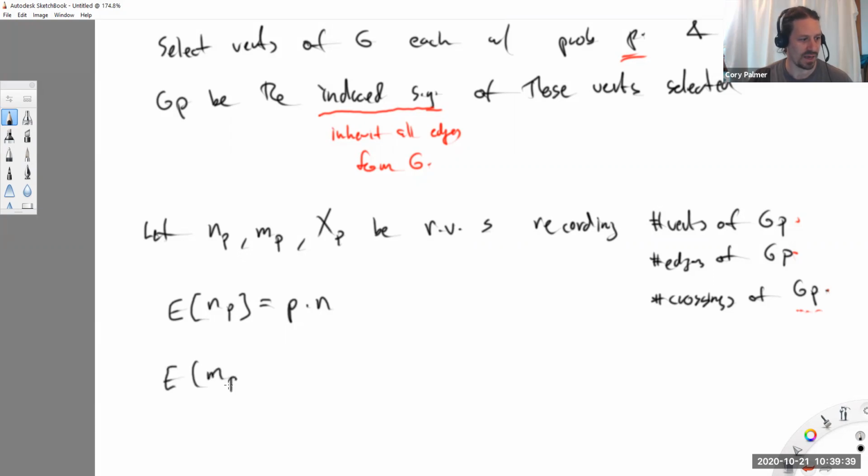Okay, this one's a little more interesting. What's the expectation of the number of edges? What's the expected number of edges? When do you keep an edge in this procedure? Here's why describing it this way is a little more valuable. So you keep an edge if both endpoints are kept, right? If either of these vertices is deleted or not chosen, then the edge does not remain. So each edge, what's the probability that edge is kept?